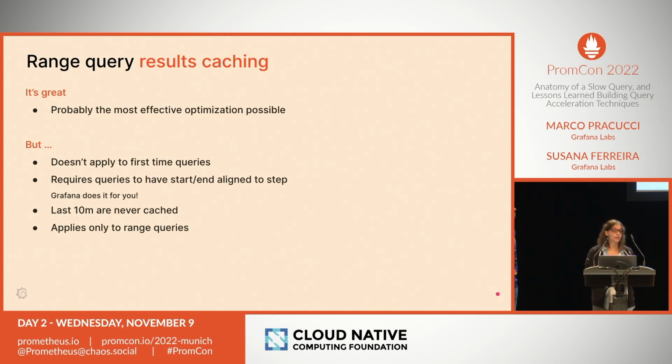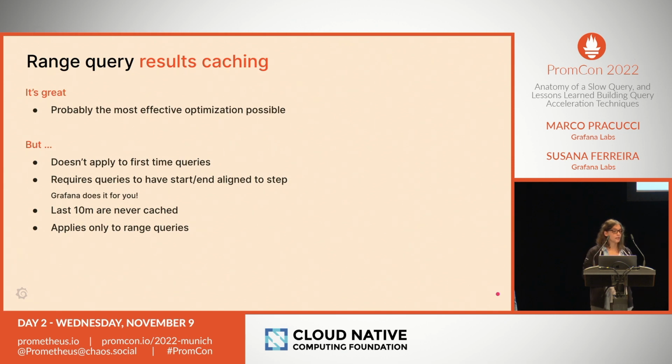A query can only benefit from this if its time range interval was already processed by a previous query. It also requires queries to have the start and the end aligned to the step. This is because, as you know, time is a moving window, so we need to store the query results in fixed time blocks in order to increase the cacheability of the results. And this is actually the only way that we can store the results with accuracy. But if you use Grafana, you don't have to worry about this. It does it automatically for you.